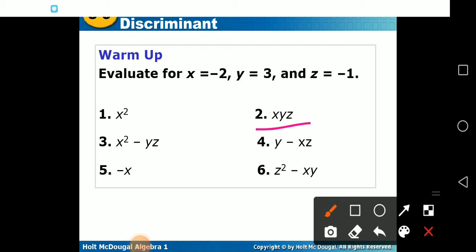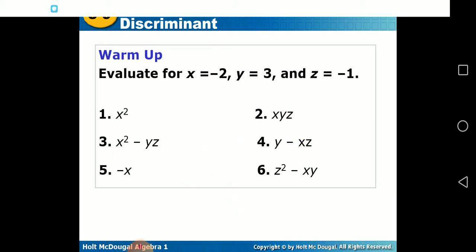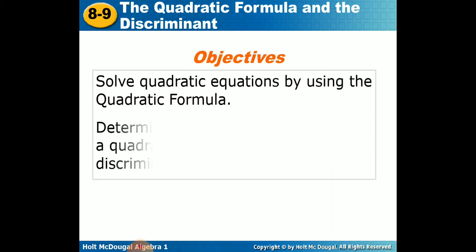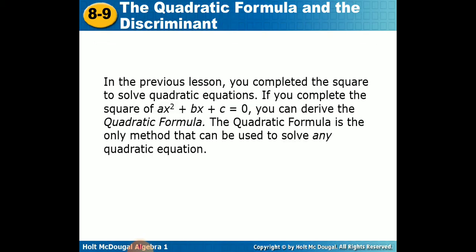What about x, y times z? It means that I have a hidden multiplication between them. Negative 2 times 3 times negative 1: negative, negative, positive. 2 times 3 gives me 6. Okay? So after that, let's have some problems, and they are very easy like this.